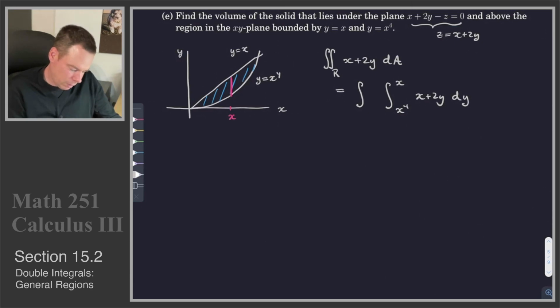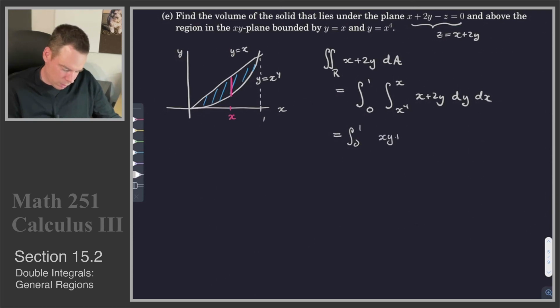And then we're going to follow it up with the x integral. x goes from 0 up to where they intersect, and they're going to intersect at 1. So it goes from 0 to 1. So there's our x integral, and so there's the integral we have to compute. So it's going to be the integral from 0 to 1 of x plus 2y with respect to y, which becomes xy plus y squared, from x to the fourth to x, dx.